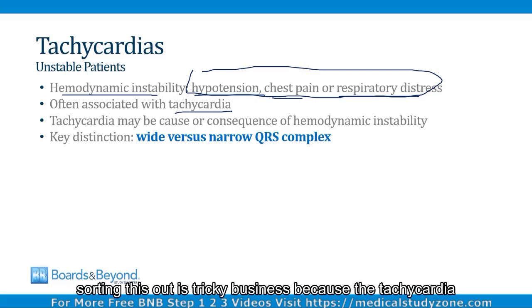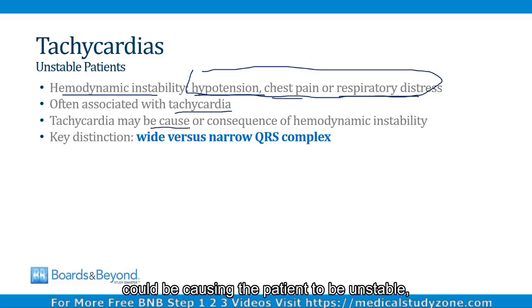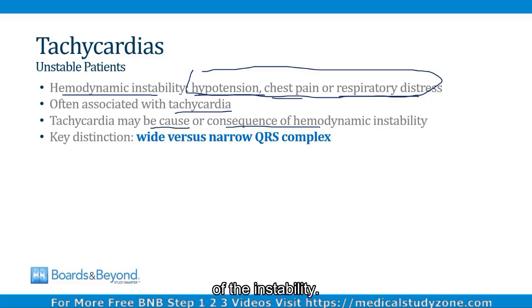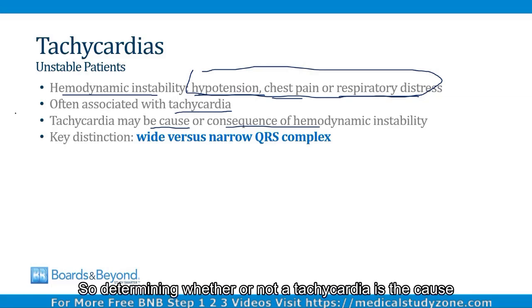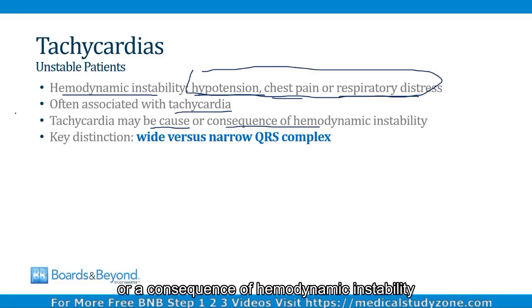Now in clinical practice, sorting this out is tricky business because the tachycardia could be causing the patient to be unstable, or the tachycardia could be a consequence of the instability. For example, a patient who is hemorrhaging will have a tachycardia. The tachycardia is not making them sick, it is a response to the hemorrhage. On the other hand, a patient with ventricular tachycardia can be hemodynamically unstable, and the hemodynamic instability is coming totally from the arrhythmia. So determining whether or not a tachycardia is the cause or a consequence of hemodynamic instability is beyond the scope of this video.